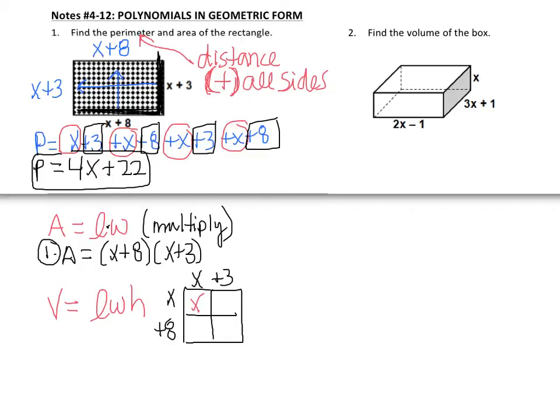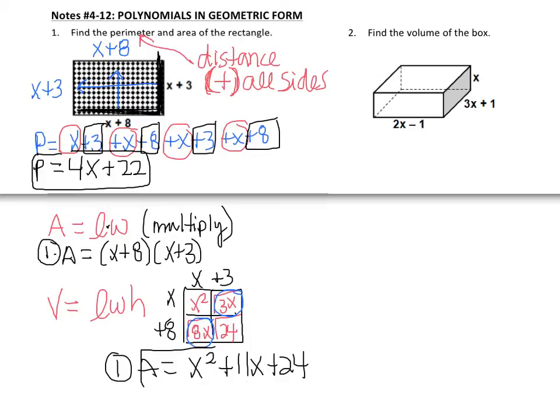Now let's multiply them together. x times x is x squared. 3 times x gives you 3x. x times 8 gives you 8x, and then 3 times 8 gives you 24. So make sure you look for like terms. We have like terms here and here, so we're going to combine those. So our area for number one comes out to be x squared plus 8x plus 3x, which combine to plus 11x, and then we have plus 24. So for problem number 1, we found the perimeter and we found the area.